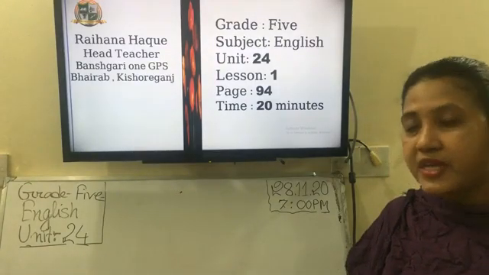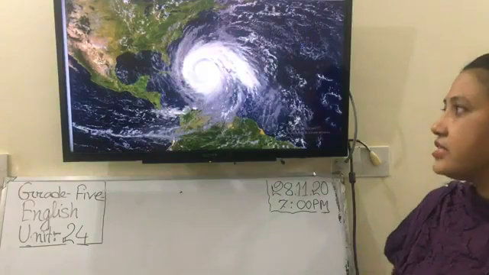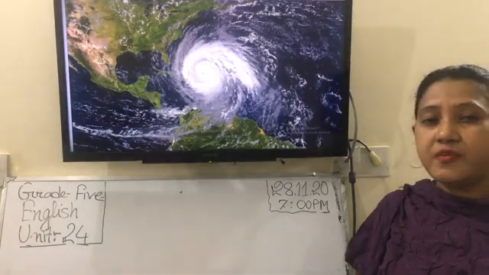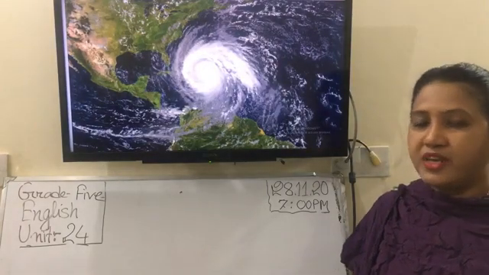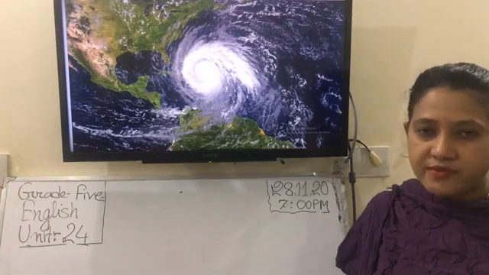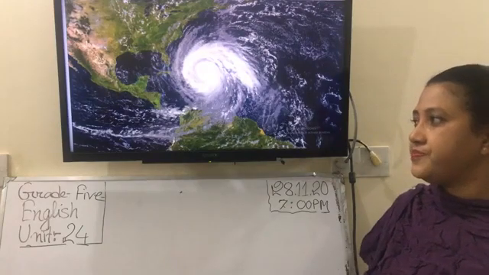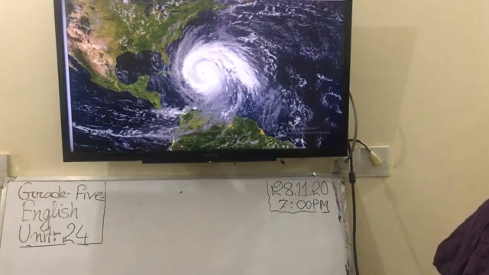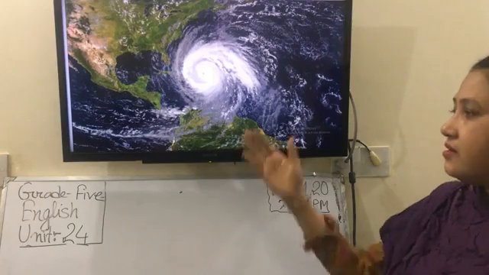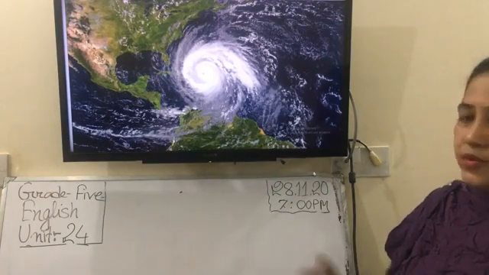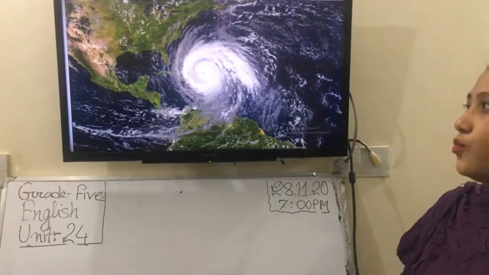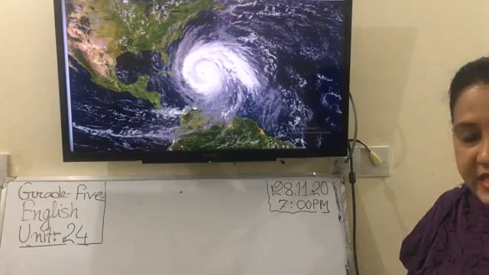Now, please look at the screen and think alone. What can you see in the picture? You get 1 minute to think by yourself. I hope you have understood what you can see on the screen. This is a cyclone picture. You can see, it's one kind of disaster.